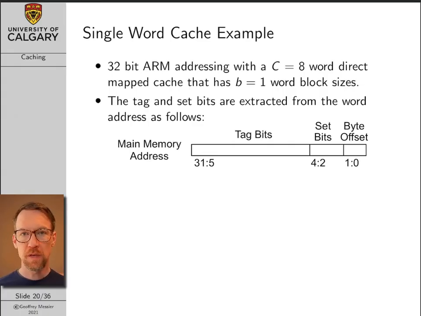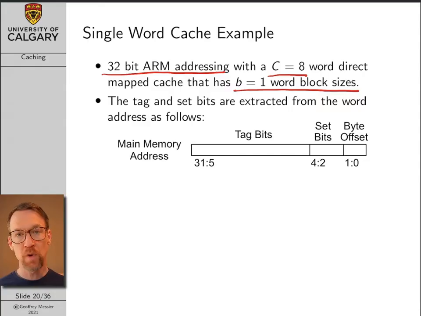So in the next several slides, we're going to work through a single word cache example where we have one word block sizes, a cache capacity of 8, and we're going to assume 32-bit ARM addressing, where our addressing is byte level and Little Endian. And this slide basically shows how we're going to take our main memory address that our LDR or STR, or load word and store word assembly language commands use, and figure out what region of the cache we need to map those addresses to.